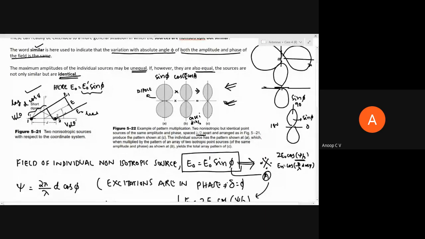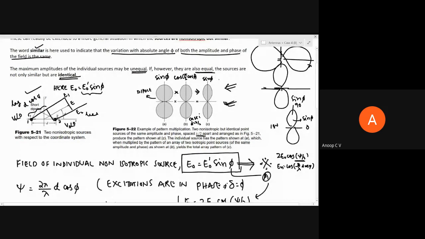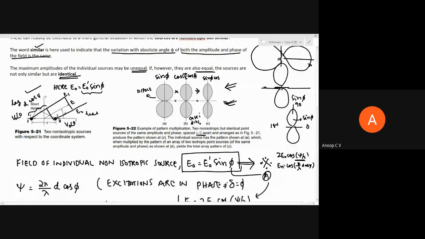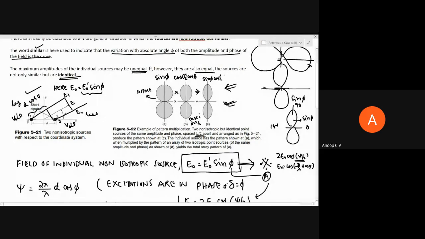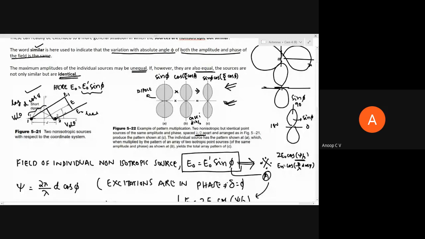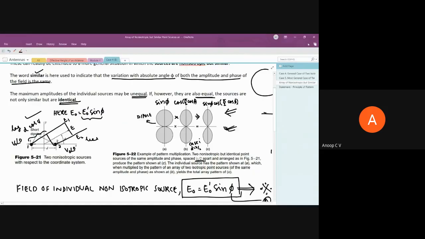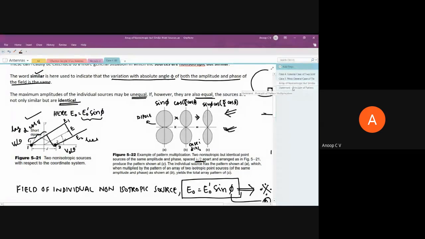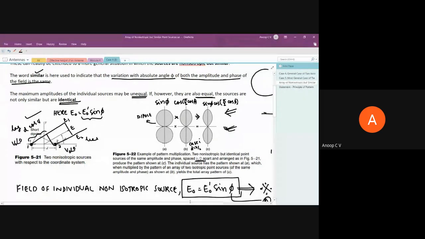It is a product of these two. When you multiply these two, you will get, so the resultant field is sine phi times cos of psi by 2. So in case of lambda by 2 dipoles, if the separation is lambda by 2, I can write it as cos of pi by 2 cos phi, right? So this is called principle of pattern multiplication. It's very simple, right? Nothing is there. Don't think it's actually complicated, right? So I'll give you some time to digest this.